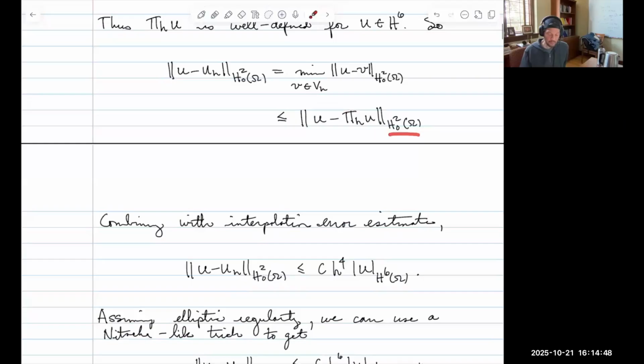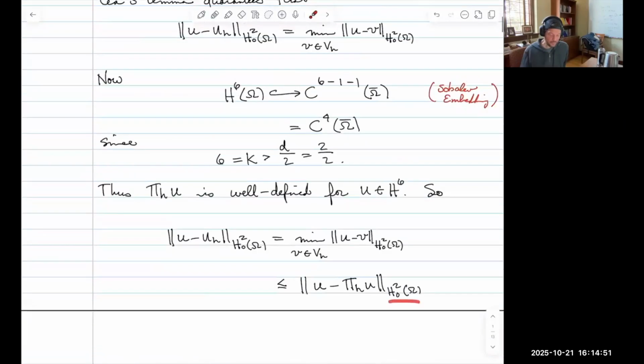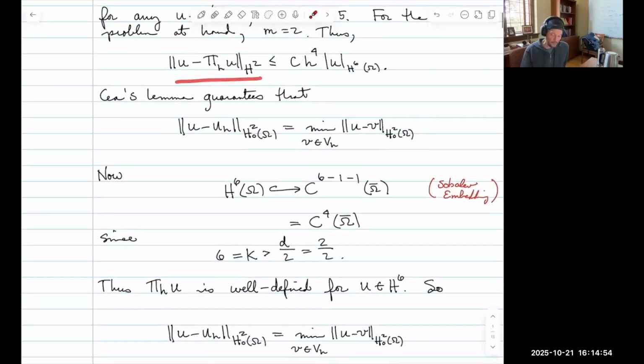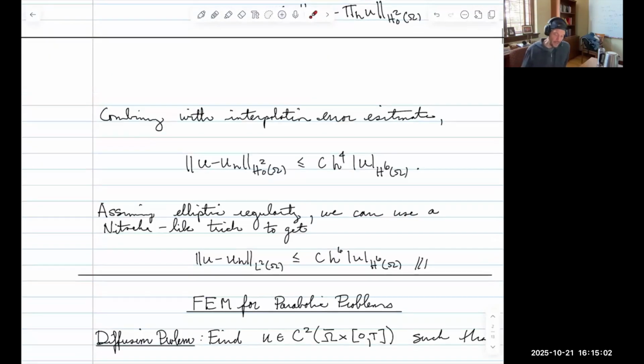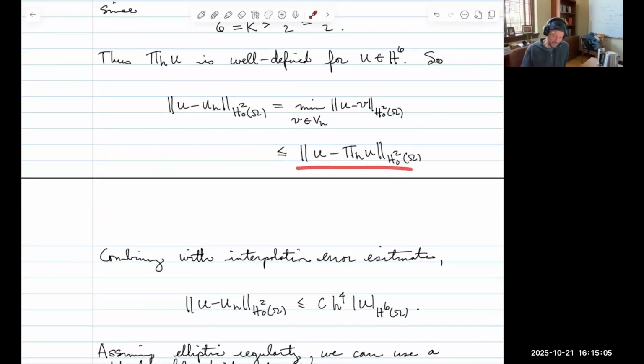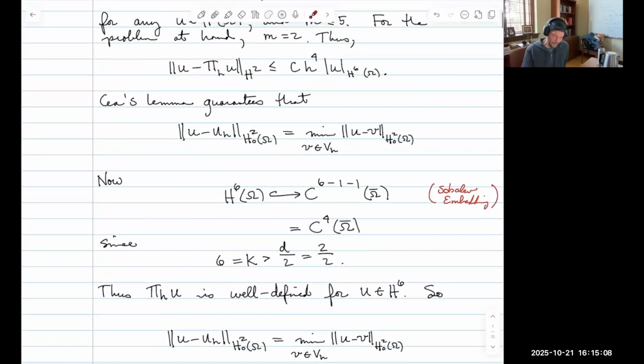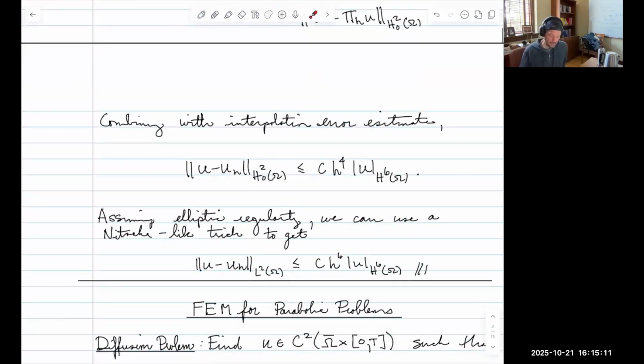But the H2 zero norm is a norm which is less weighty than the full H2 norm. So this is going to be bigger than the H2 zero norm if I replace that norm by H2 zero. So therefore, I can replace this with my interpolation error estimate and conclude this fact, that the error in my finite element approximation of the biharmonic problem, as long as u is in C6 and I'm using a fifth order polynomial for my approximation, is going to be of order 4. Okay, it's going to converge like order 4.